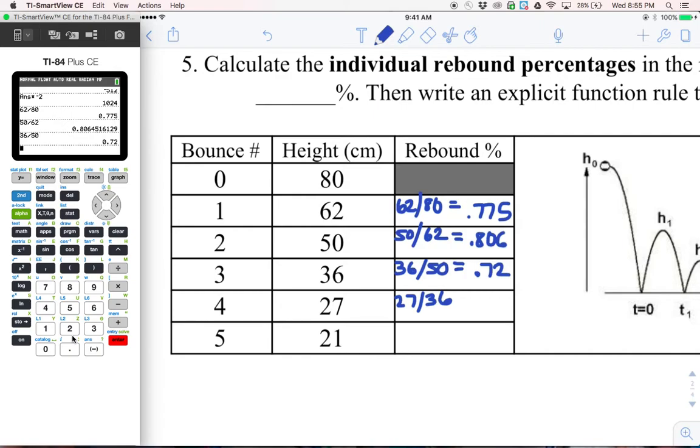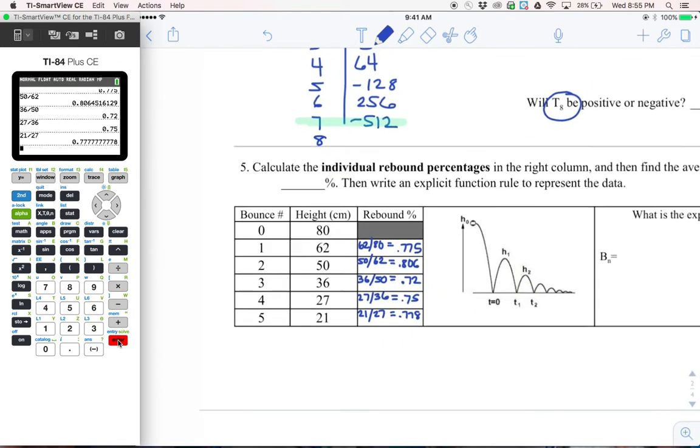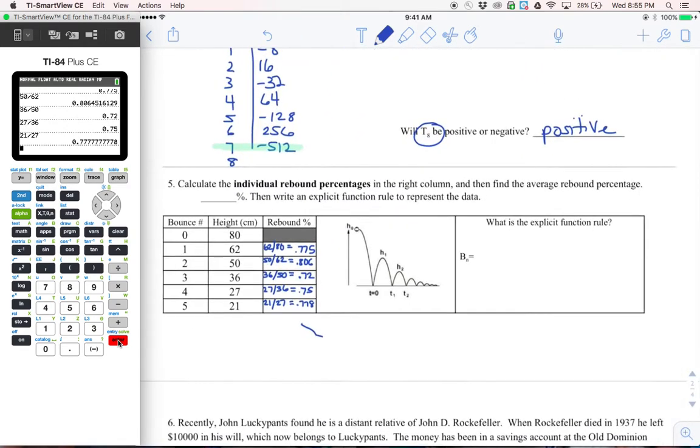And you guys do need to actually calculate each one of these numbers. All right, we're getting 0.75. And then finally 21 divided by 27, which is 0.778. All right, so that took me just a minute here. And what we got to do with this is we have to find the average rebound percentage. So we're going to take these numbers, we're going to add them up and divide by 5.